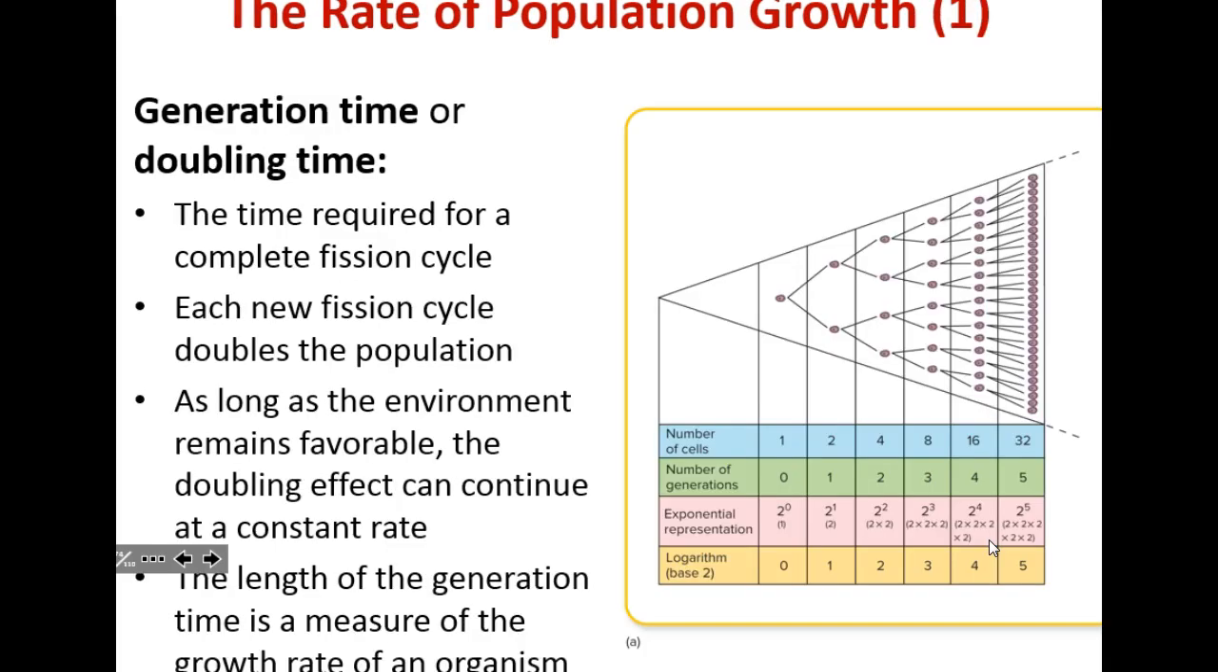Here we go. Generation time or doubling time. So doubling time means the time it takes for a totally new generation to occur after binary fission. It's the time required for a complete fission cycle. Each new fission cycle doubles the population. As long as the environment remains favorable, the doubling time can continue at a constant rate. The length of the generation time is a measure of growth rate of an organism.